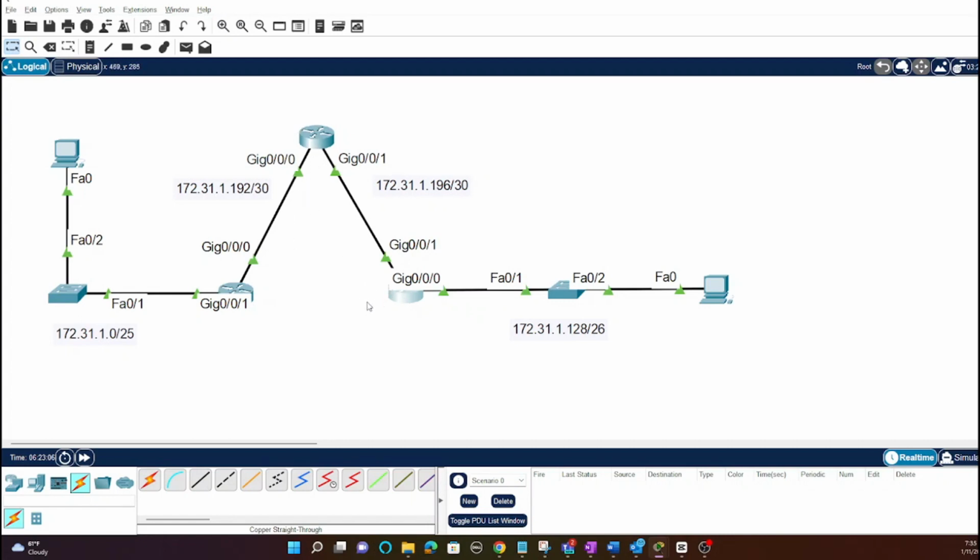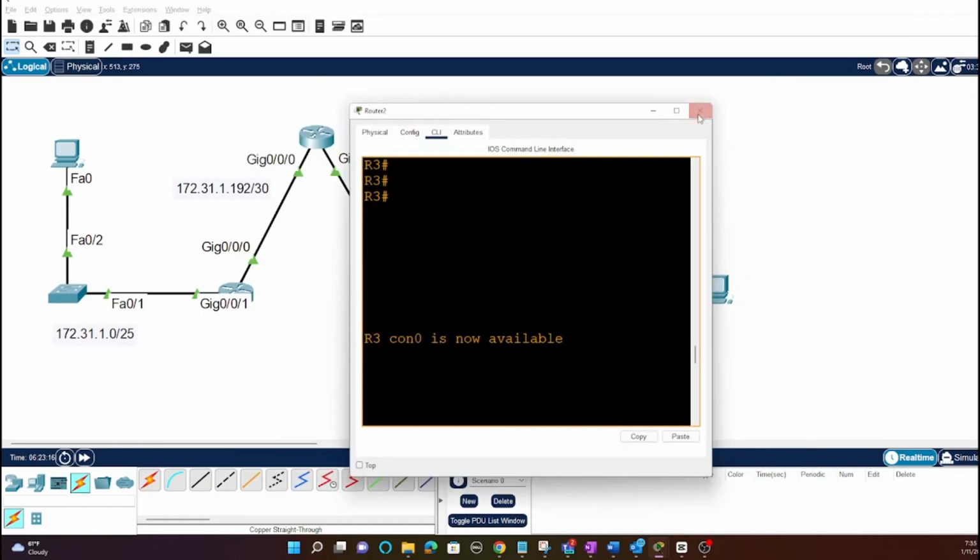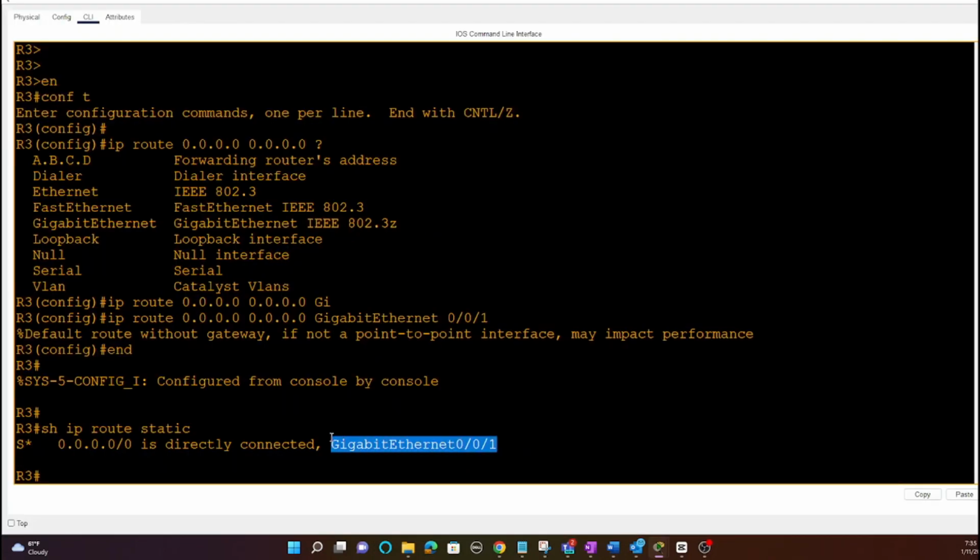Now, just to show you the difference once again, we'll use a next hop IP address instead of doing the interface, a directly connected route.